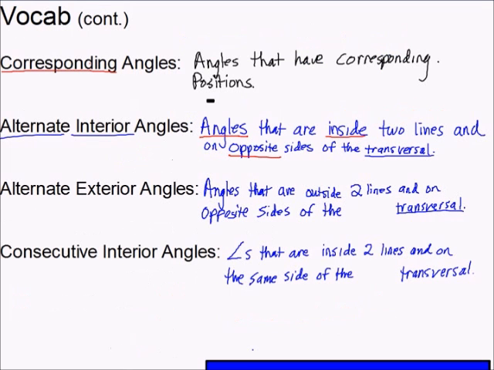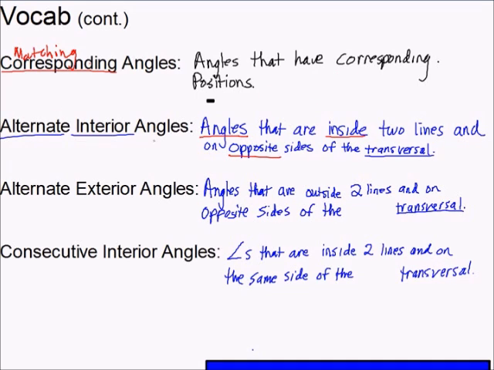Vocabulary still. This is the meat and potatoes of this section. Corresponding angles are angles that have corresponding positions. You might say, well, Frazier, what is corresponding? That means matching. So it means angles that have matching positions. We'll get you some pictures.